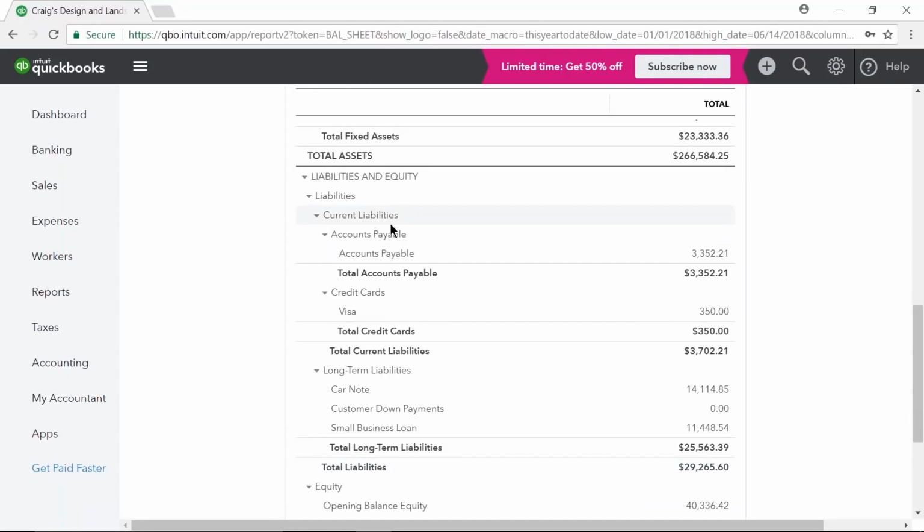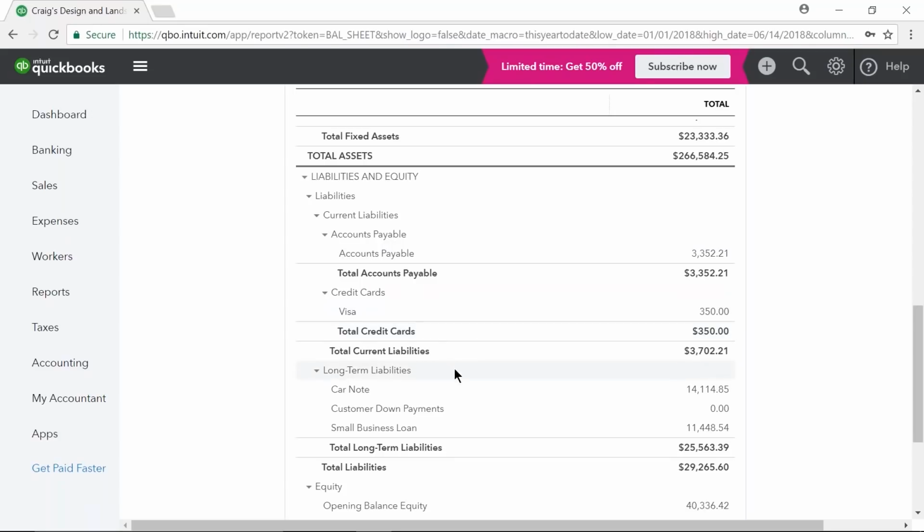In this section, we see accounts payable. Accounts payable is what the business owes to people who have sent us bills. So utility bills, but also if we've received any bills from contractors or if we're buying some inventory that we're going to pay somebody later for, that's all of our bills that are currently outstanding. We also have credit cards. Here's a credit card with a balance of $350. We owe money on that credit card.